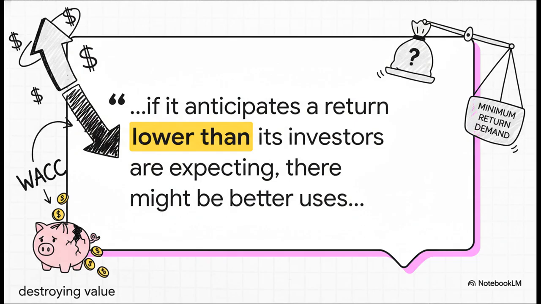And this really gets to the heart of it. WACC isn't just some abstract number from a spreadsheet. It represents the absolute minimum return that all of a company's investors, both the shareholders and the lenders, are demanding for their money. If a project can't beat that rate, the company is actually destroying value by doing it.